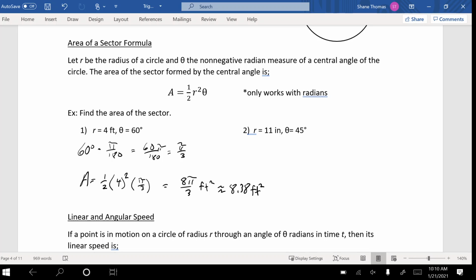All right, number 2 is up there. Radius is 11 inches. Angle is 45 degrees. Take a minute and try that one on your own.